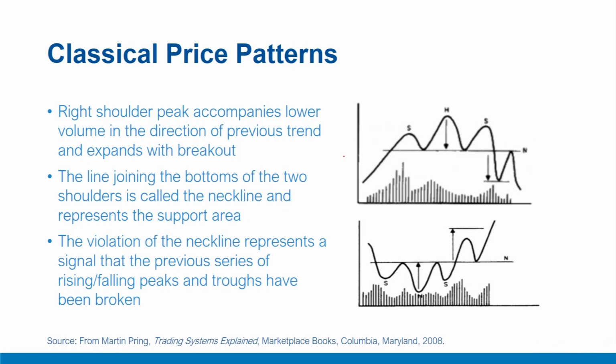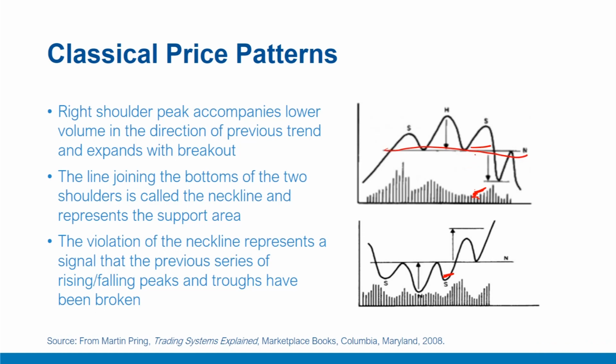The real tip that a head and shoulders pattern is developing comes with the formation of the right shoulder, which is this one, or this one in the opposite pattern, which is invariably accompanied by distinctly lower volume, like here. Quite often the level of volume contracts as the peak of the right shoulder is reached, and the line joining the bottoms of the two shoulders is called the neckline. So this is the neckline here.